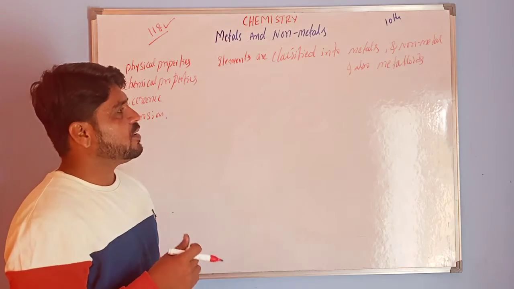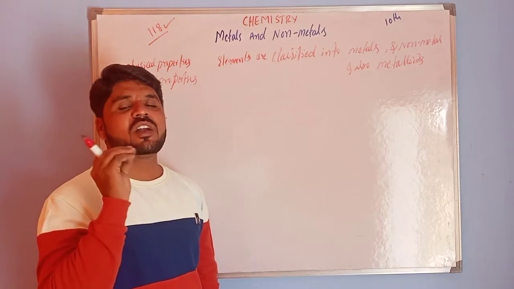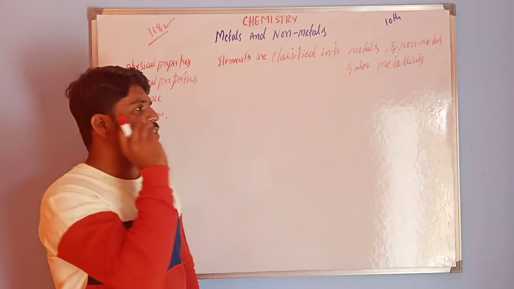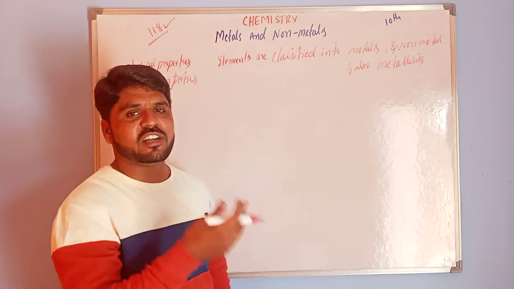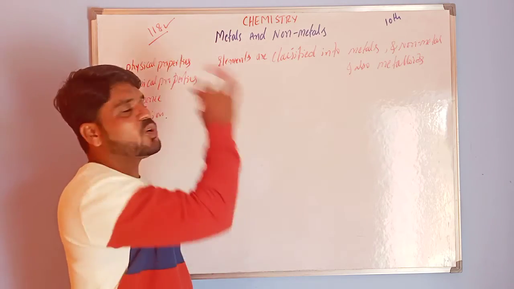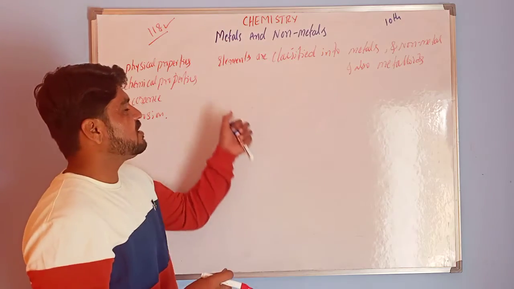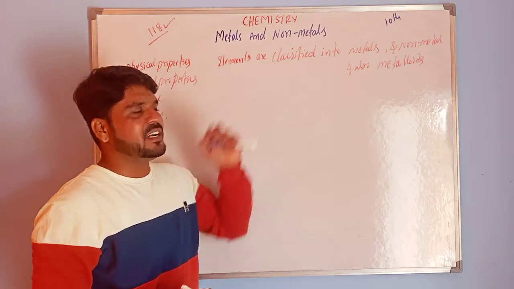Next, they are sonorous. That means if you hit the metals, they produce a ringing sound. That ringing sound is what we call sonorous. So these are some characteristics of metals.